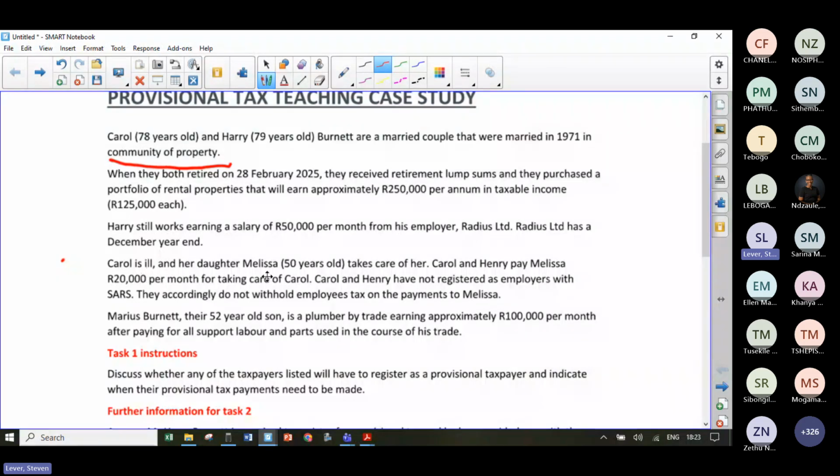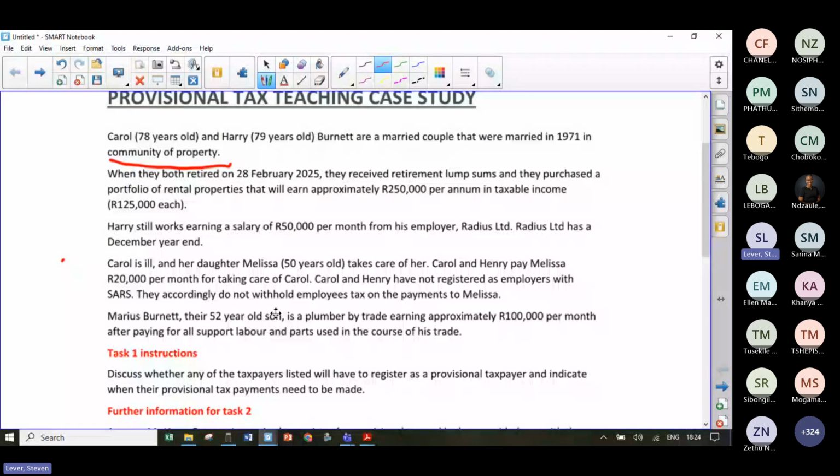Carol is ill and her daughter Melissa takes care of her. Carol and Henry pay Melissa 20,000 per month for taking care of Carol. Carol and Henry are not registered as employers with SARS. They accordingly do not withhold employees' tax on payments to Melissa. Marius Burnett, their 52-year-old son, is a plumber by trade and earns approximately 100,000 per month after paying for all support labor and parts used in the course of his trade.